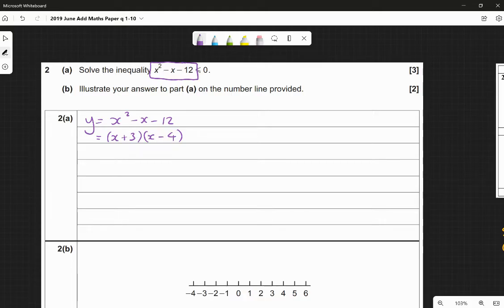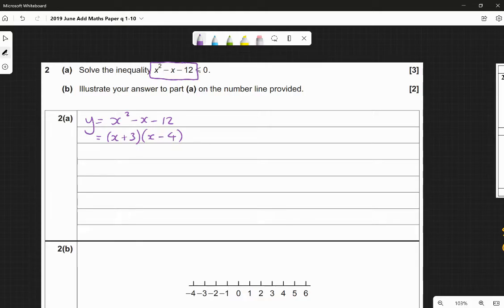Because 3x and minus 4x will combine to make minus 1x, and 3 times negative 4 will make negative 12. So that's the factorized form of the quadratic function. That will help me sketch it, because now I know the roots of that quadratic function. I know the roots are negative 3 and positive 4.